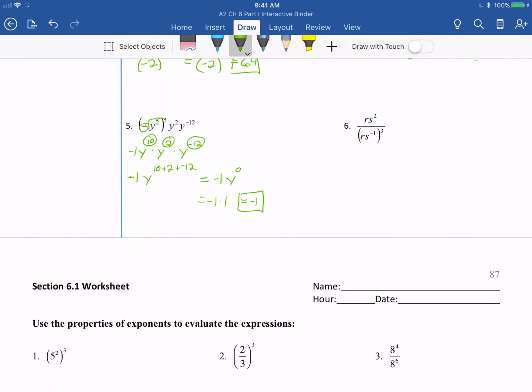Awesome. So here we go. We have to distribute, get rid of these parentheses on the bottom. So here we go. I have rs to the second over r cubed s to the negative 3. That kind of looks like a 5, but that's an s.